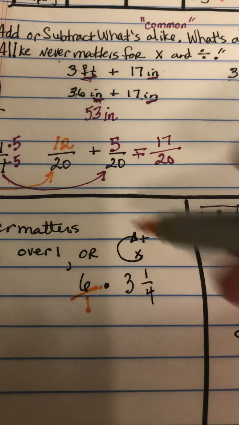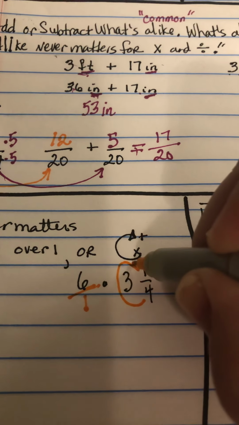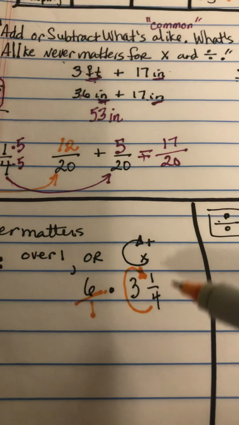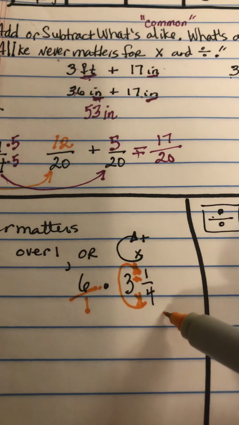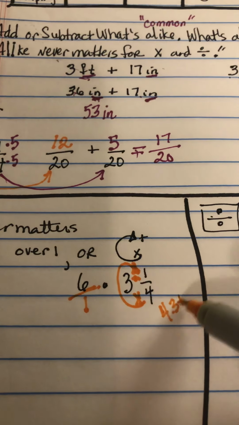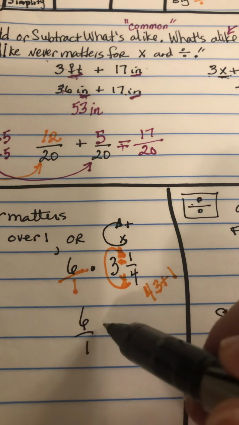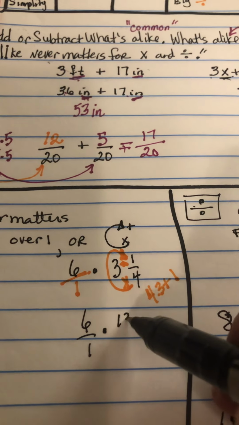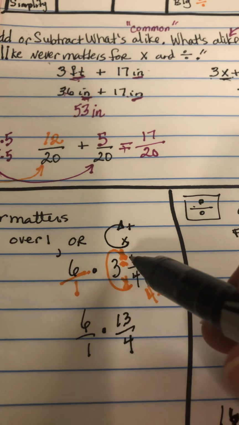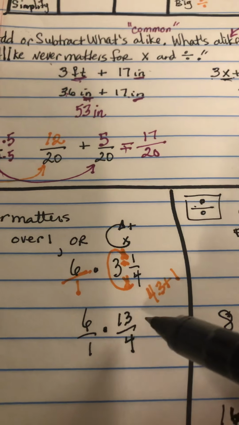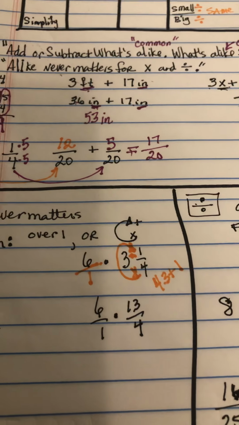Now, for this mixed number, to turn it only into fractions, no whole numbers, we would go around the outside like this. And we multiply here, and we add here. So it's going to be 4 times 3 plus 1. So this problem then becomes 6 over 1 times 13 over 4. 4 times 3 is 12, plus 1 is 13. So now that we have it in this state, we've gotten it in fraction-only form.